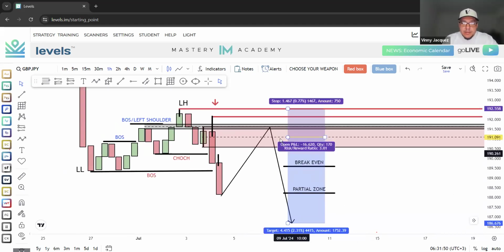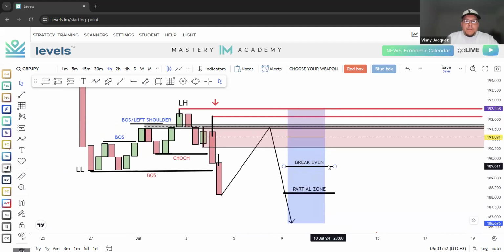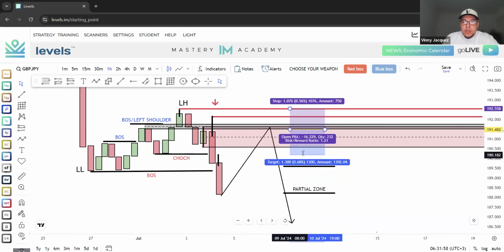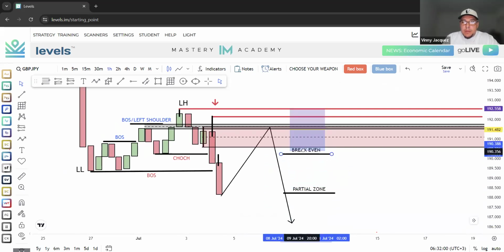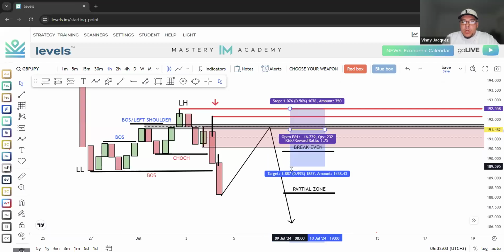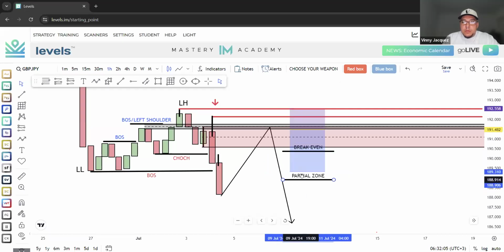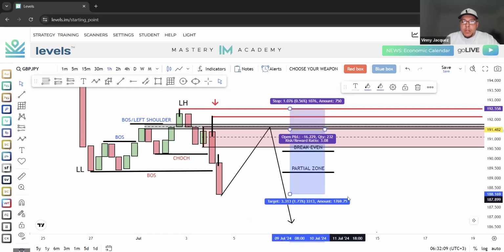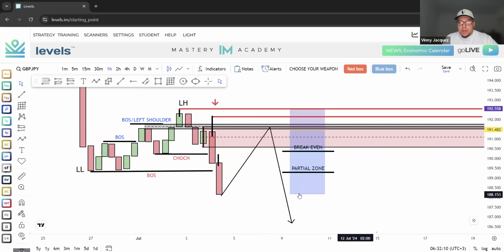Does that make sense, guys? Give me a one if that makes sense. Even if you're up here, we adjust, right? If you enter at the shoulder, your 1 to 1 break even is right here. Your 1 to 2 is right here. That's where you partial. Your 1 to 3, boom, you're out the trade. You're out the trade as soon as market hits this blue line.